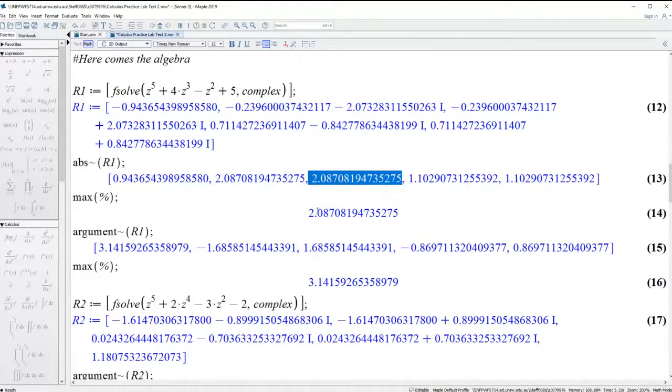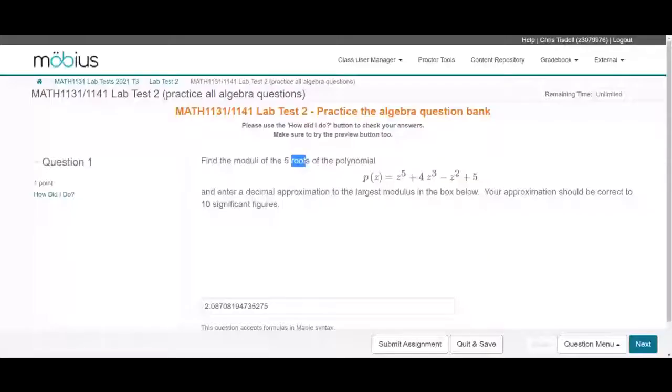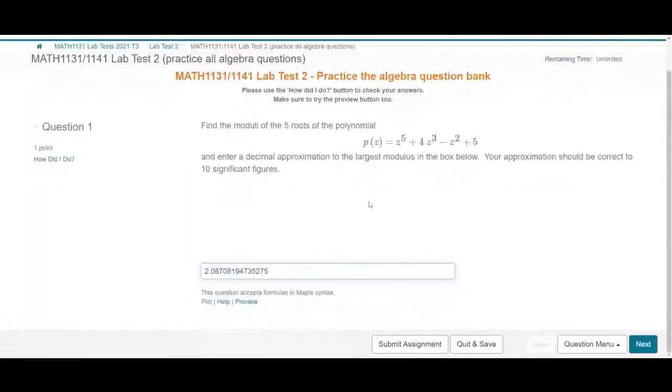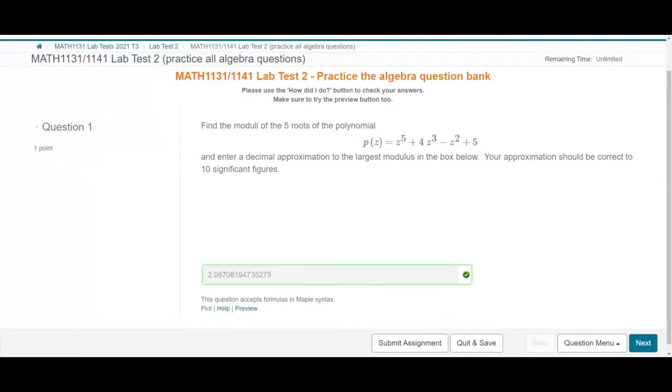So there you go. I take that, I copy it, I paste it, and I put it into my little Mobius box. Let's go and do that. So I've done that over here. And how did we do? Ah, thank goodness. It's all green. It feels really good when the green comes up, doesn't it? You press the how did I do button and the green comes up.